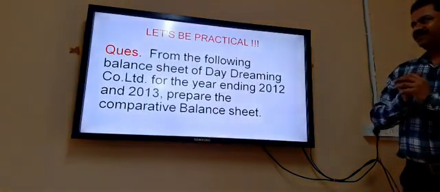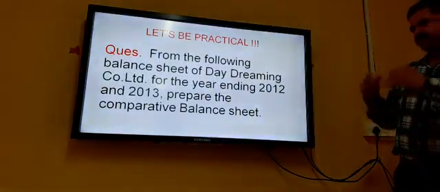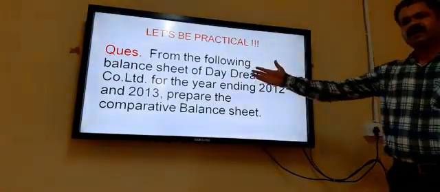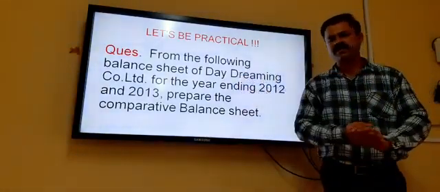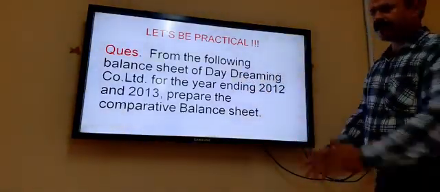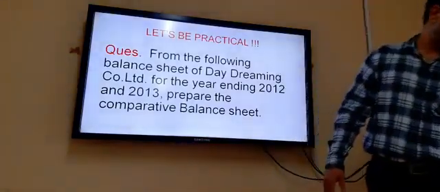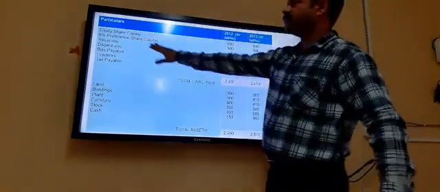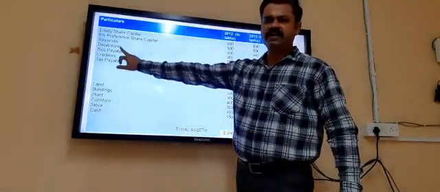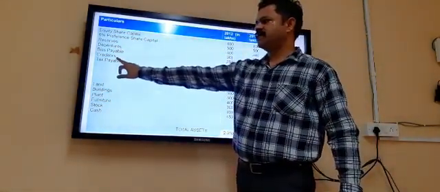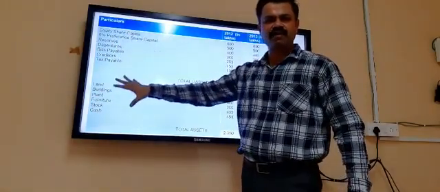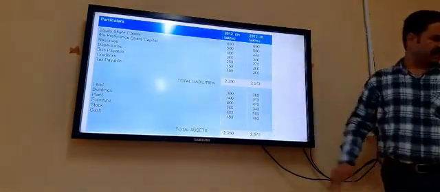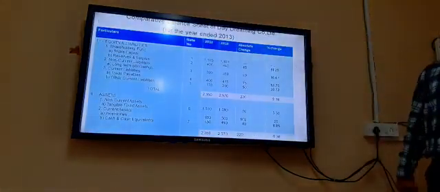So now I think it is the time to be practical. So a practical question can be taken. From the following balance sheet of Daydreaming Company Limited for the year ending 2012 and 13, let us prepare the comparative balance sheet. This is the question. A very simple question. Equity share capital is given, preference share capital is given, reserves, debentures, bills payable, creditors, taxes payable, all these are items of equity and liabilities. Then we have got assets also and the values are there. So how to make the comparative balance sheet?